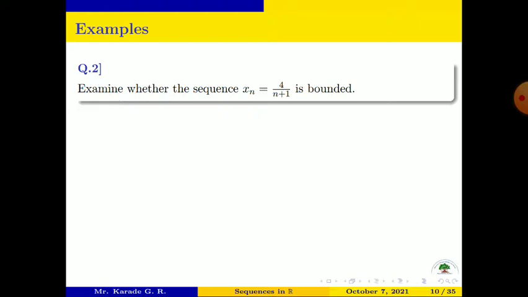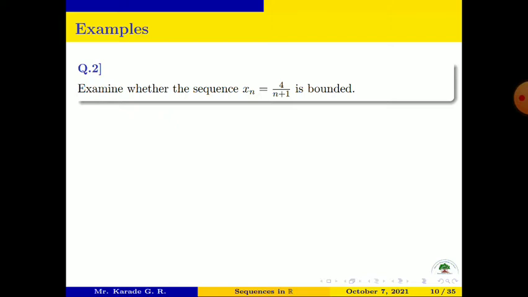So what is the first term of that sequence? For n equal to 1 we get the first term x1, and that x1 is equal to 4 upon 1 plus 1, means 4 upon 2, which is 2. So x1 is 2. As we put n equal to 1, 2, 3, 4, 5, 6, 7, the terms of that sequence become smaller and smaller because we are adding into the denominator.